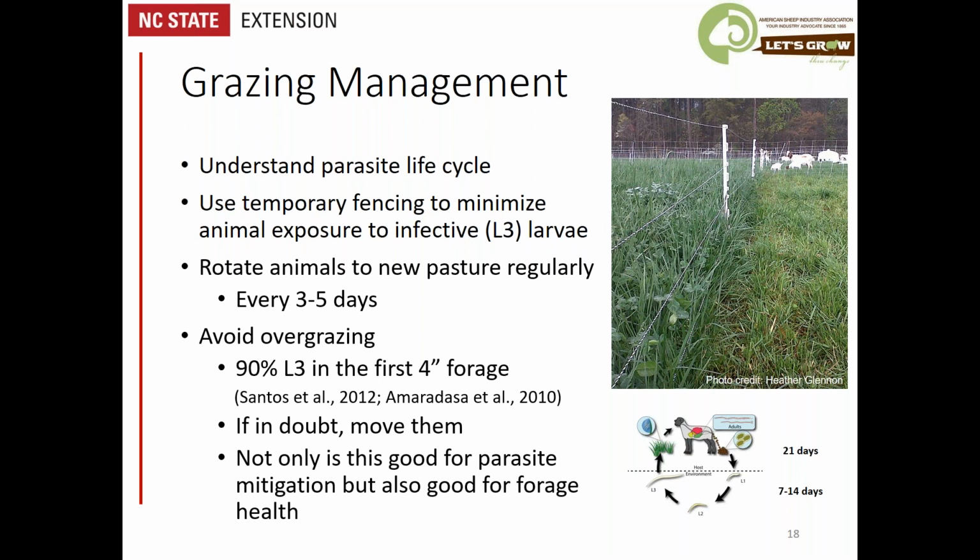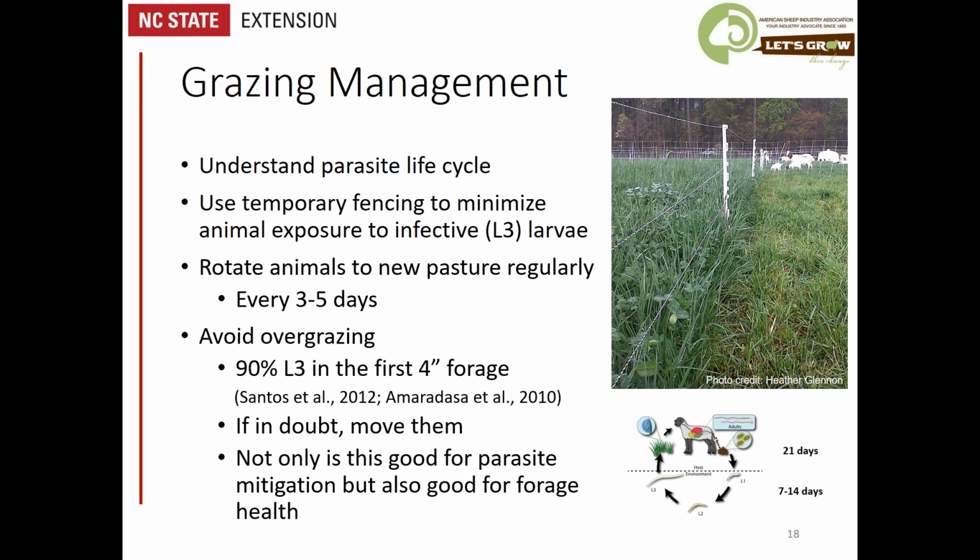And so if we can manage our grazing system so those animals aren't grazing closer than 4 inches, we're preventing them from being exposed to 90% of the infective larvae out on that pasture. So if in doubt, move them. More frequent moving, the better.